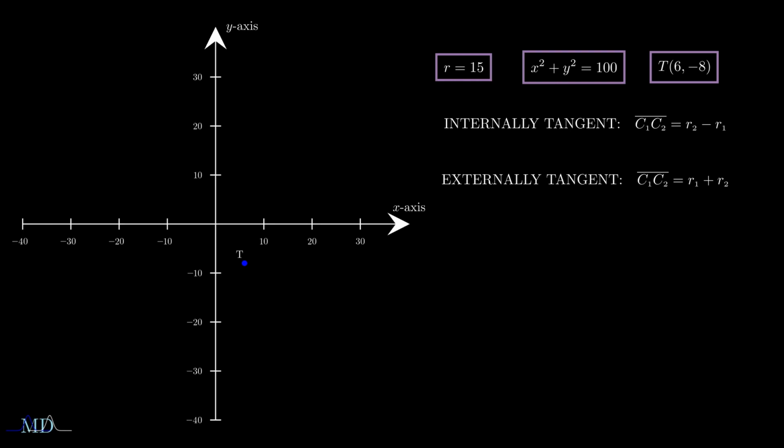That is (x minus xc) squared plus (y minus yc) squared equals 225. We know that this circle passes through the point T, so we can insert the coordinates of T into the equation. We get an equation in two unknowns: (6 minus xc) squared plus (minus 8 minus yc) squared equals 225.